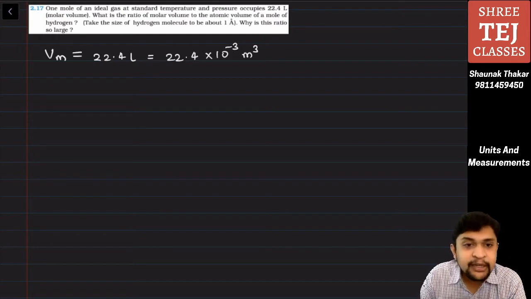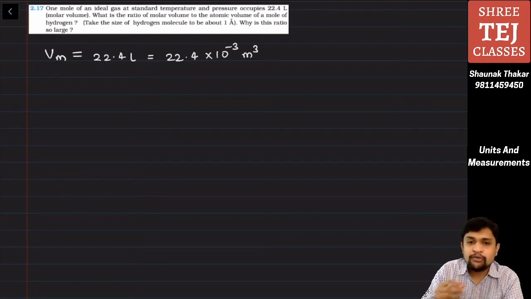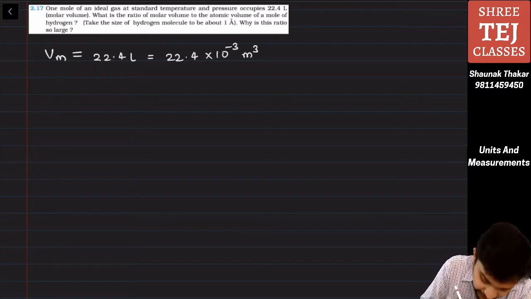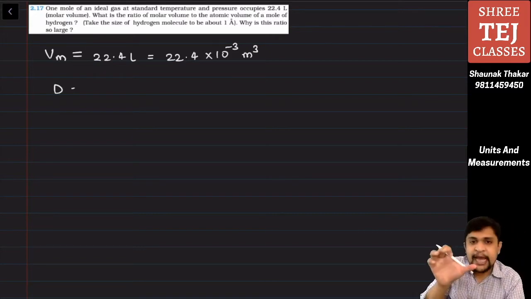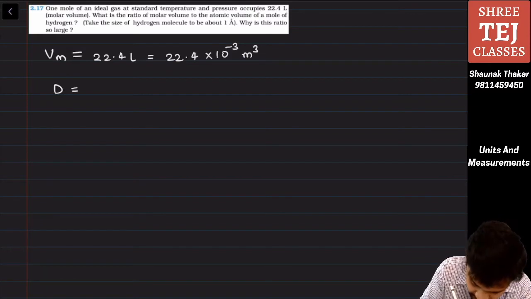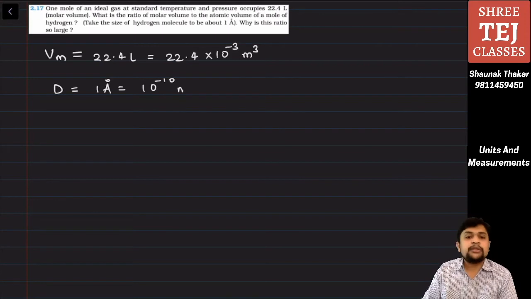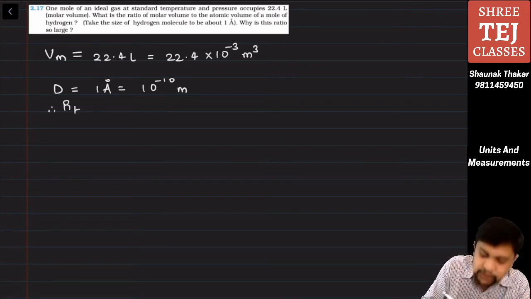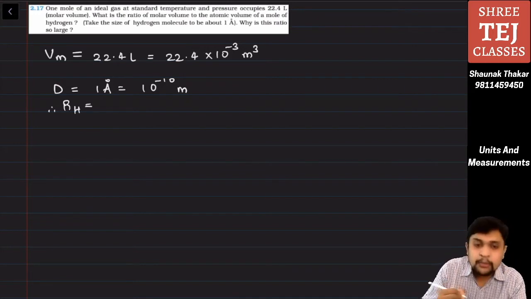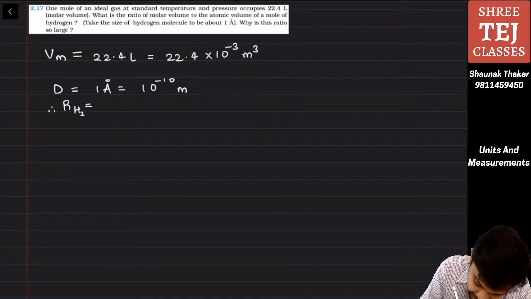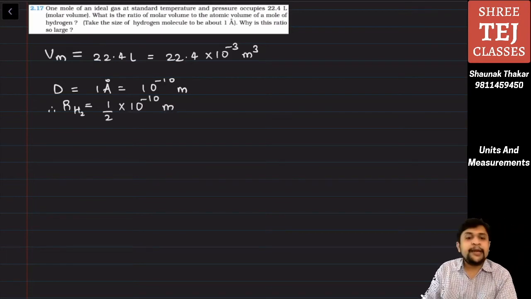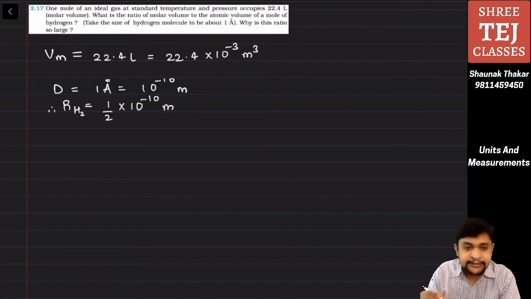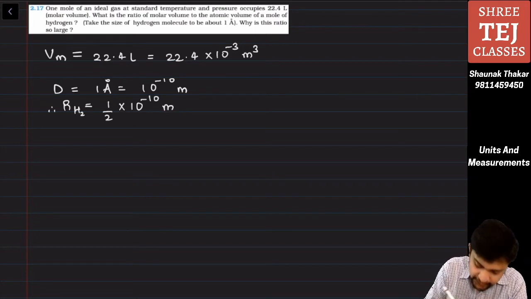Now we have been given the size of a hydrogen molecule to be around 1 angstrom. So we'll assume that it is the diameter, the size of the hydrogen atom. It is 1 angstrom, which is 10 to the power minus 10 meter. So what is the radius? RH, the radius of the hydrogen molecule, is 1 by 2 into 10 to the power minus 10 meter.